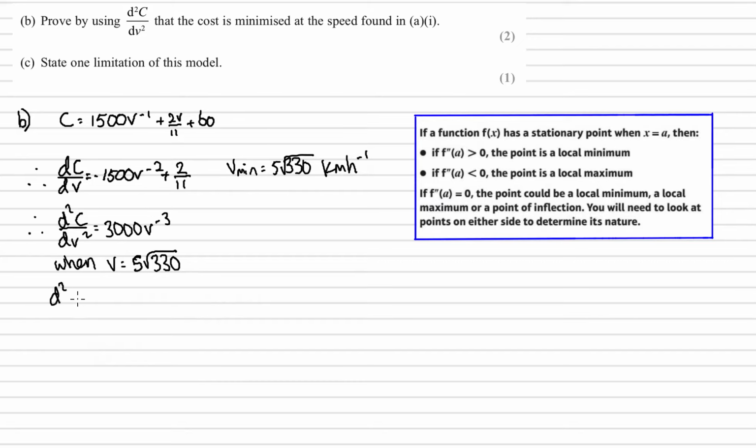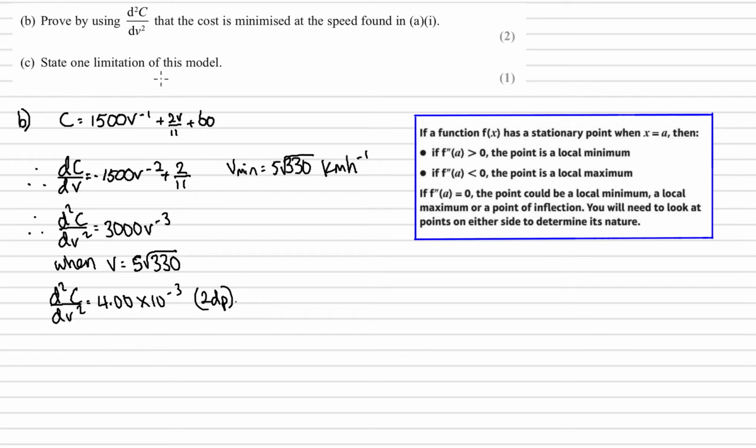You should find that you get d squared c by dv squared to be 4.00 times 10 to the minus 3 to 2 decimal places. Okay, so because this is greater than 0, we can say that this point is a local minimum. Okay, so that's part B. And for part C, for 1 mark, we've been asked to state one limitation of this model.